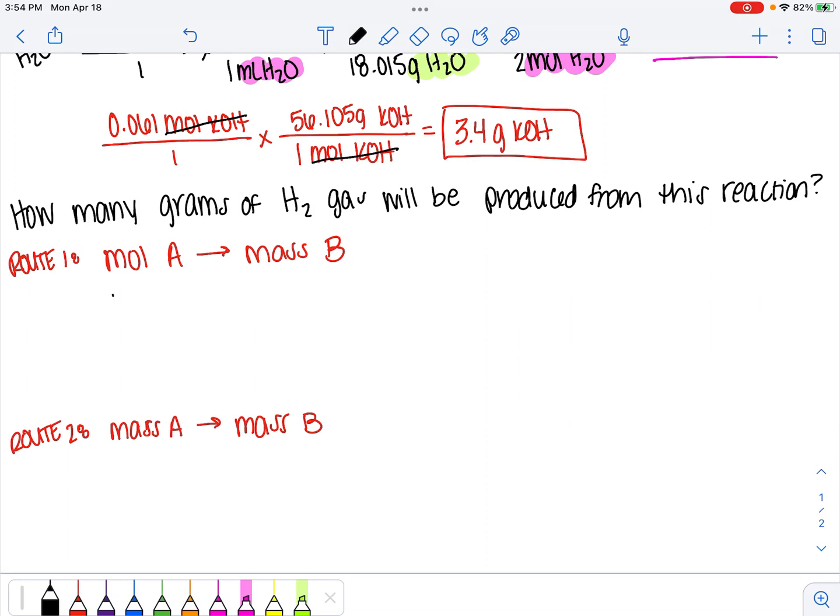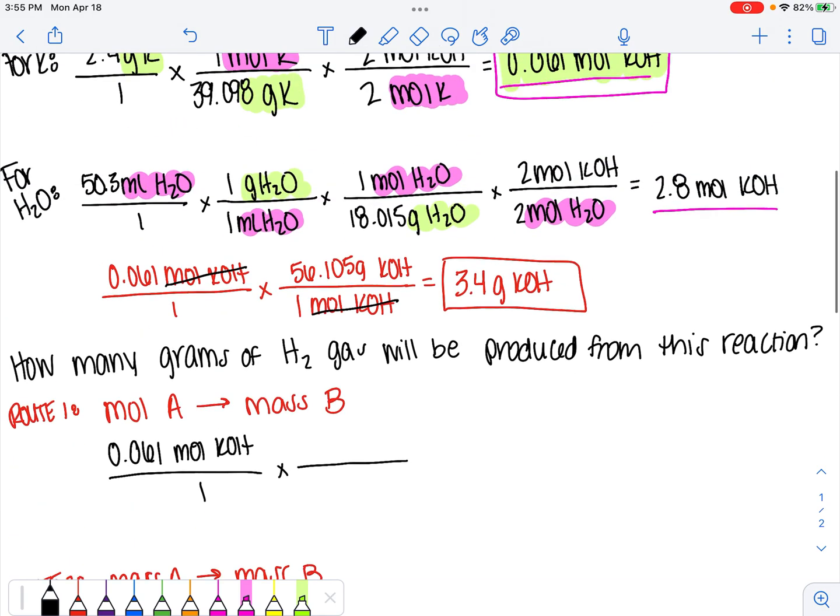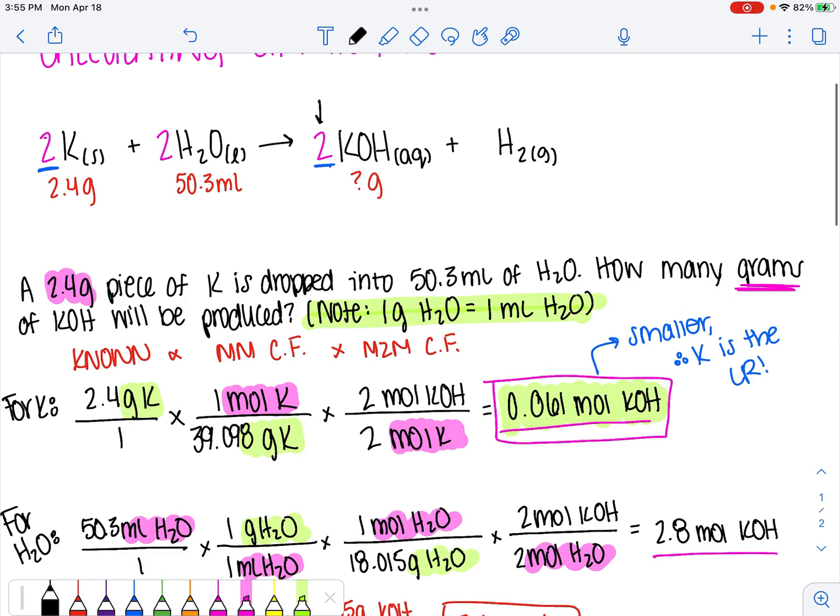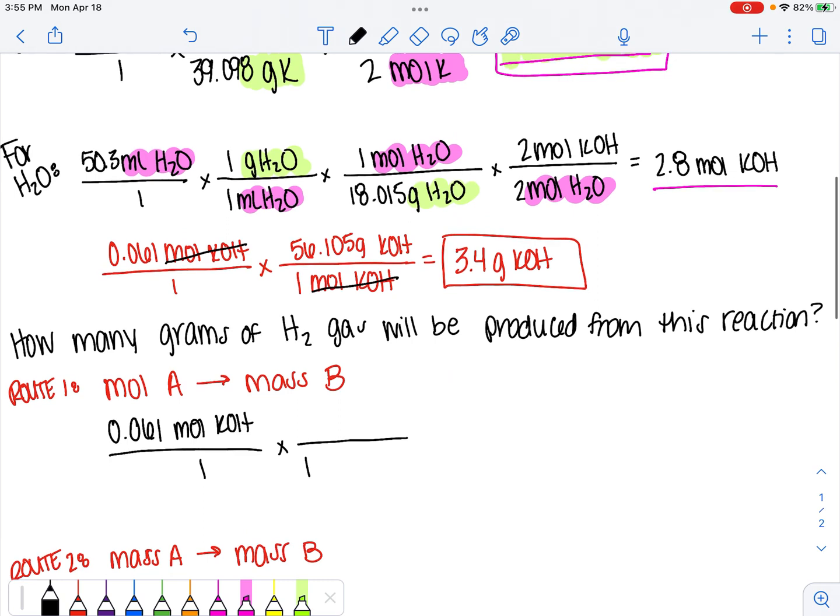If you're starting out with your moles of substance A, you know from your limiting reactant calculations, you're going to start out with 0.061 moles of potassium hydroxide over 1. Then to get to mass of hydrogen, you first have to do a mole to mole conversion factor. So from your balanced chemical equation, for every 2 moles of potassium hydroxide, you have 1 mole of hydrogen gas. So 1 mole of hydrogen gas per every 2 moles of potassium hydroxide. Units here are going to cancel out.